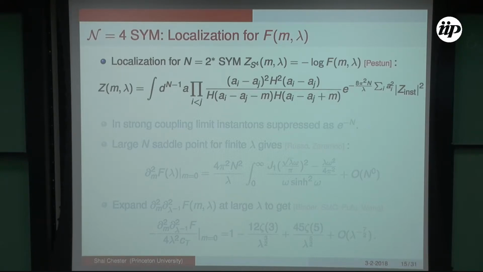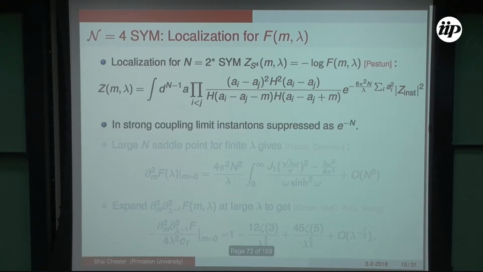This famous paper by Pestun computed the S4 free energy on N=2*. He got the following N-1 dimensional integral, where the details of these functions don't really matter. One thing to point out is that we're considering the strong coupling limit, large N, such that instantons don't contribute. This is a subtlety which would plague you if you were doing the finite Yang-Mills limit, but you don't have to worry about it for the strong coupling limit.